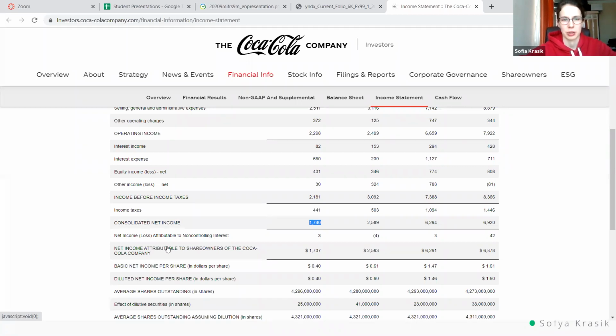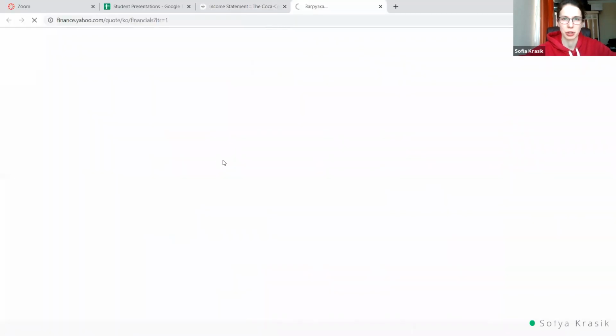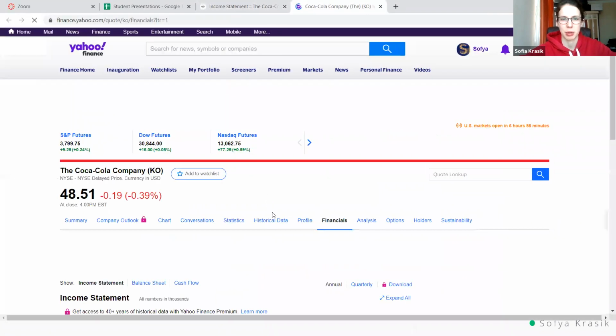So this is like a demonstration that it could be really, really different. Different names could be used in different companies and in different examples. So, be careful. And now let's compare what we see here to what was reported on other sources on the very same company.